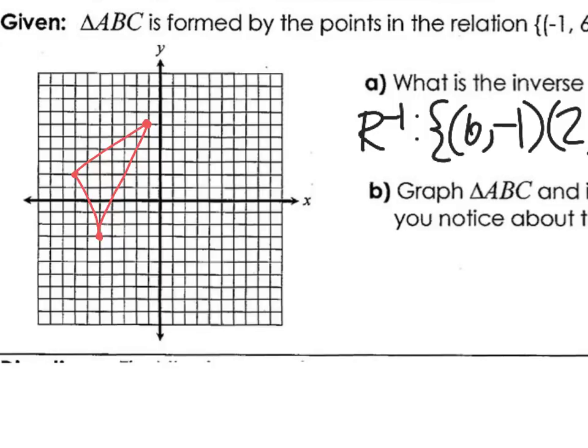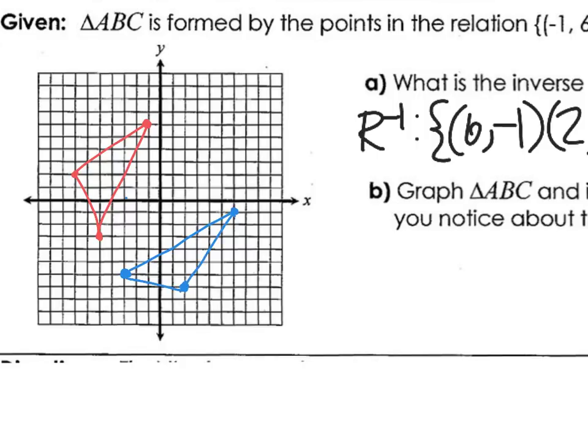Then let's graph the inverse of the relation. So the first point is 6, -1. So we go to the right 6, down 1. Then our second point is 2, -7. So to the right 2, down 7. There's our second point. And then our third point is -3, -5. So -3 is to the left 3, down 5. There's our third point. And we know this is also going to be a triangle.